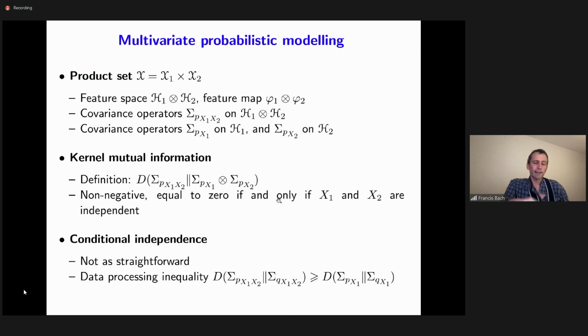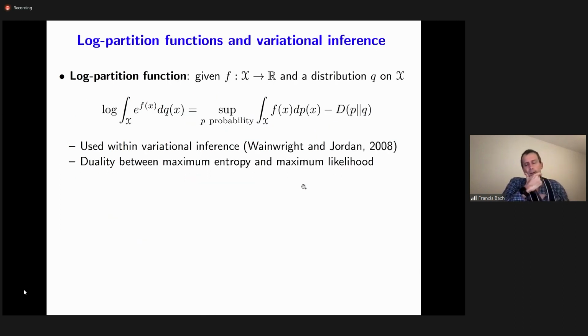Then you may try to also characterize conditional independence, and this is where things break down a bit. I won't have time to talk too much about it. We have some form of a data processing inequality: if you marginalize, you lower the relative entropy, but we cannot say that it's equal if and only if the conditionals are equal. Right, but what I want to finish on is the use within probabilistic inference, and this is through duality.